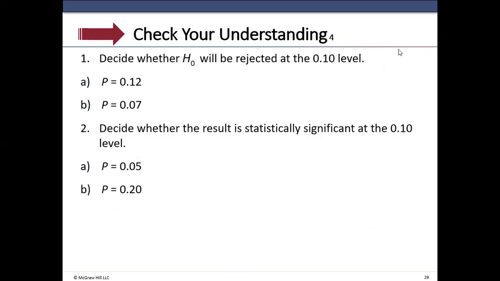So here they're showing us an example of H0 is rejected at 0.1. If P is 0.12, do not reject H0. If P is 0.07, reject H0 compared to alpha 0.1. Okay, and determine whether the result is statistically significant. So when P is 0.05 and alpha is 0.1, P is 0.05, decision: reject H0. So at alpha equal to 0.05, there is enough evidence to support the alternate. However, if P is 0.2, P is greater than alpha, do not reject H0. Okay.